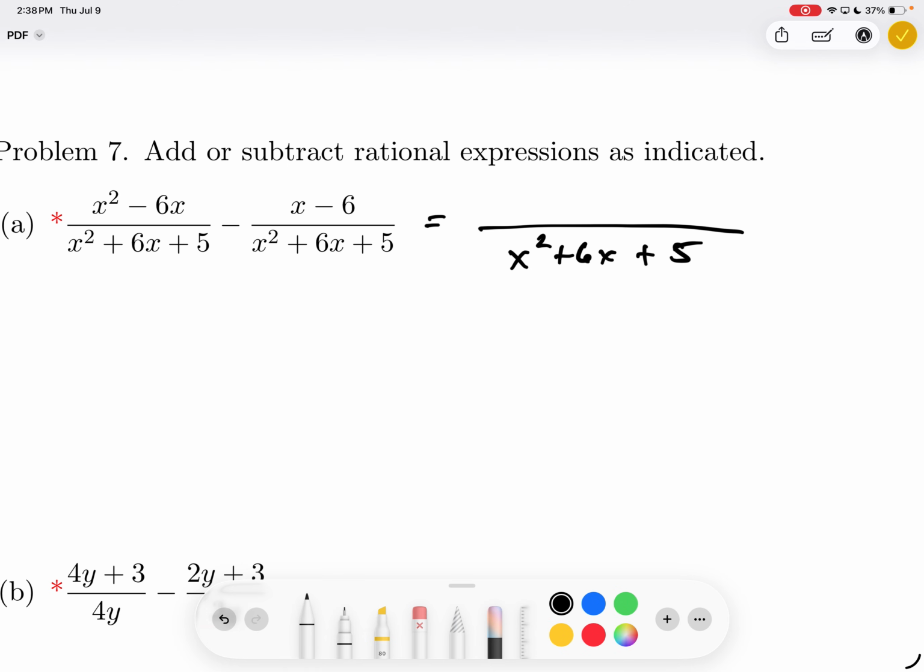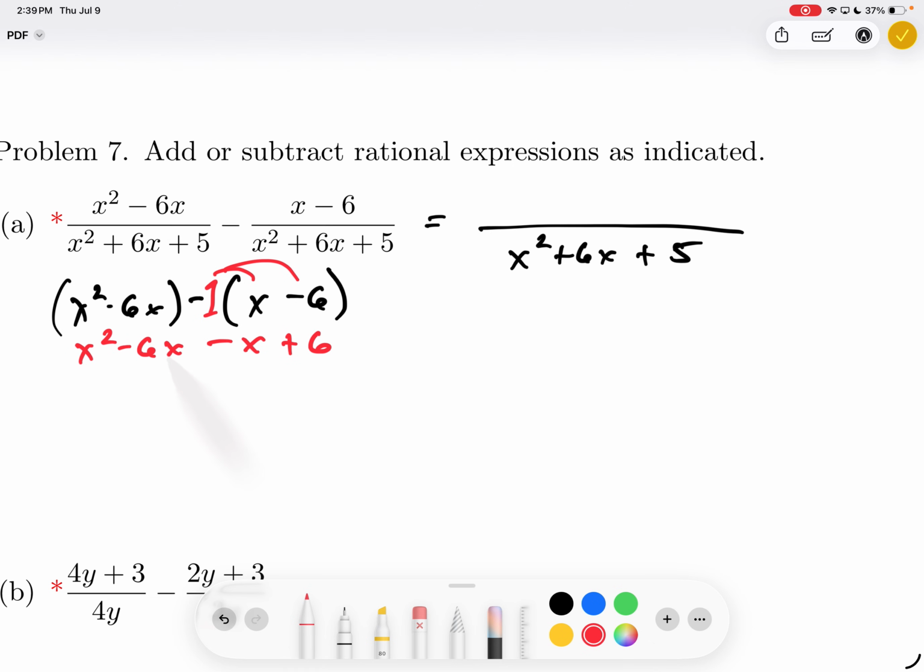You don't have to do all this LCD stuff. But what I do want you to be careful of, and we got to be careful of this a lot on these problems, is the subtraction of the numerator. If you subtract the numerator, what you're technically doing, remember, is distributing that 1. So it's like negative x plus 6.